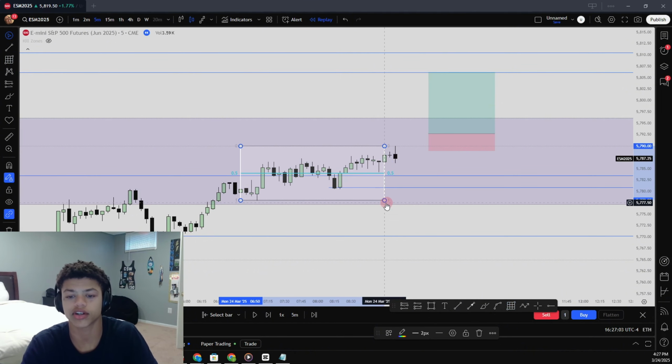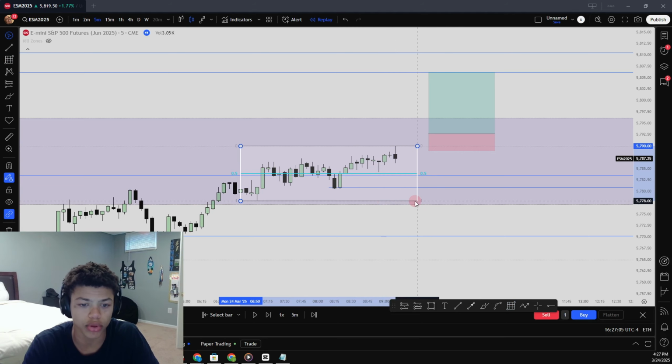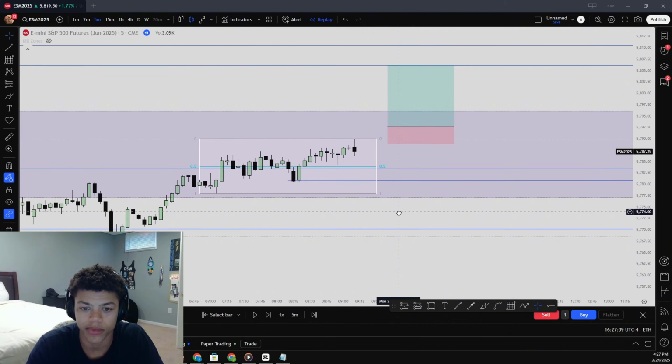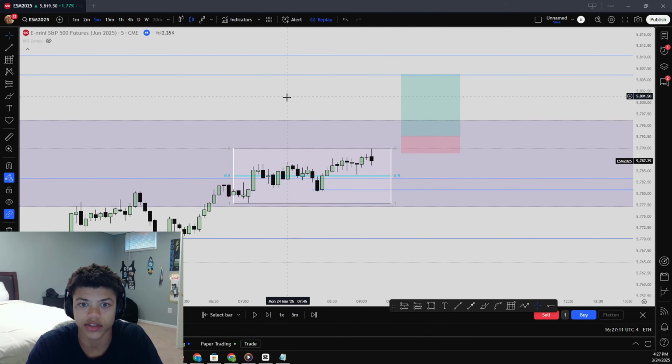Boom. That's our structure. And you see, since we have a bullish or bearish candle here, we respected that structure. Okay, so we're gonna see how that plays out.